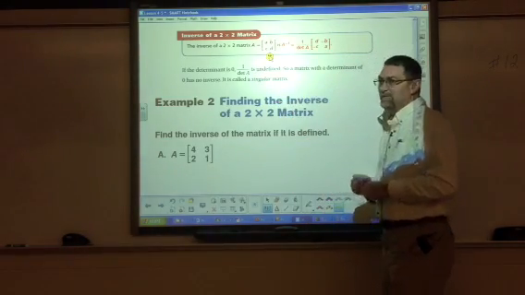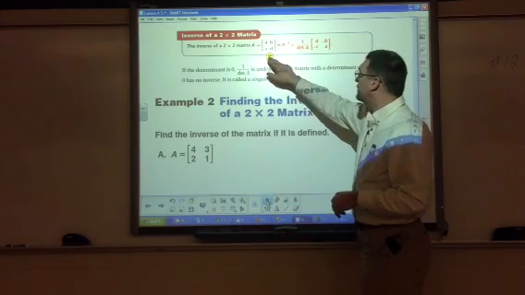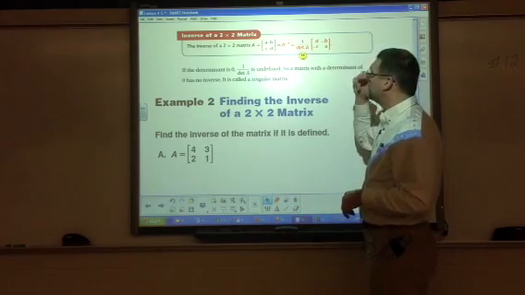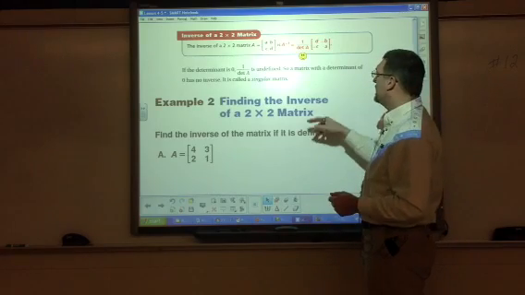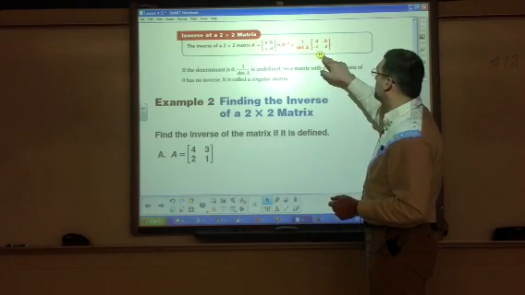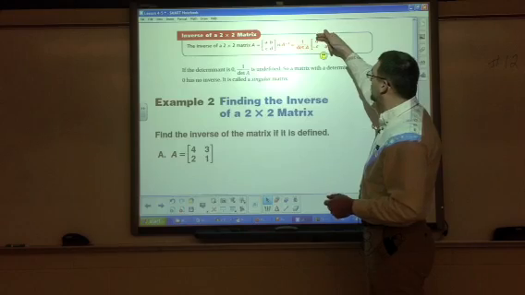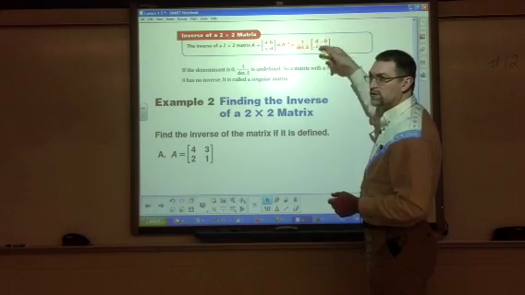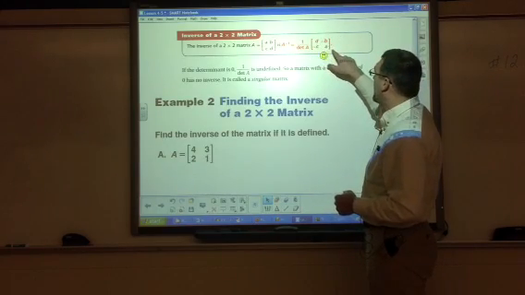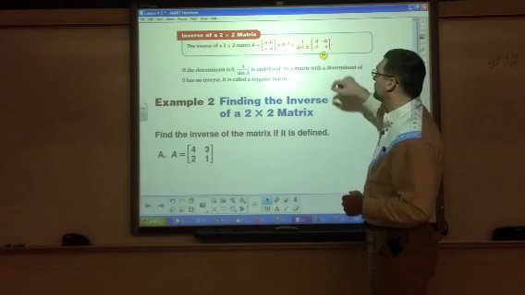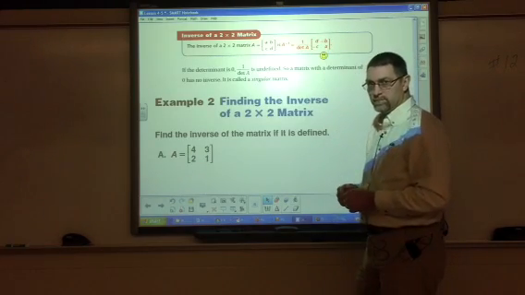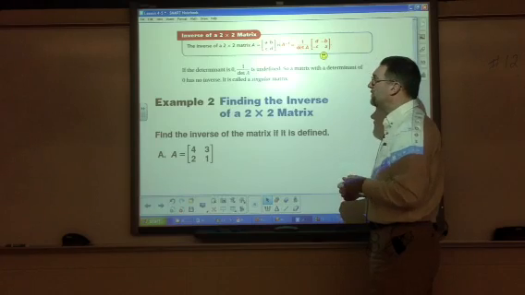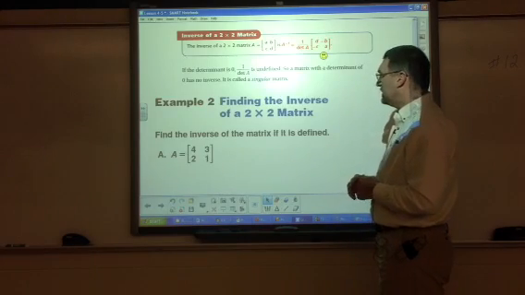then to find the inverse, I have to do 1 divided by the determinant, and that becomes a scalar, and I'm going to multiply that then by switching these around. Notice that A and D are switched, and C and B are now negatives. So we're going to switch A and D and make C and B negatives.